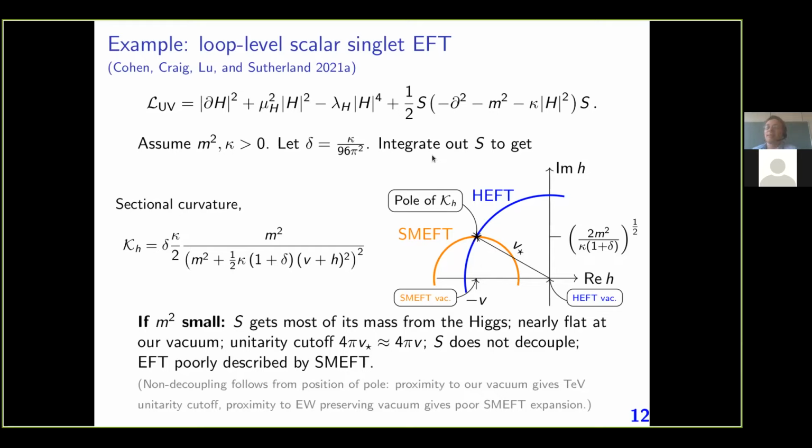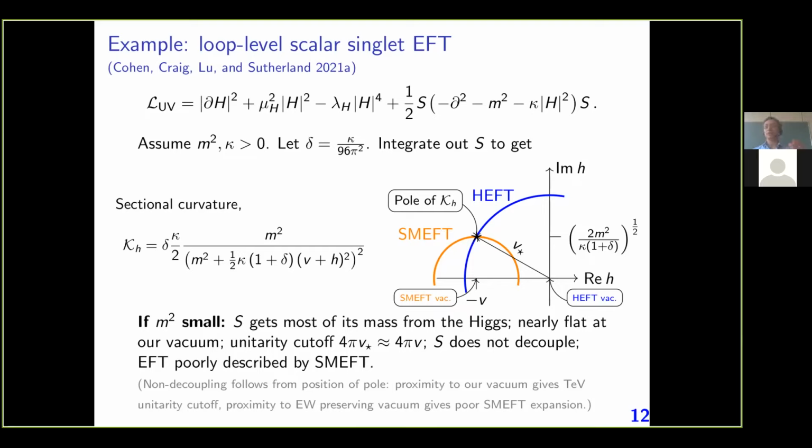Now, just imagine for a second that m is small. So this singlet S is getting most of its mass through the cross-quartic of the Higgs from electroweak symmetry breaking, at least from our perspective at our vacuum. Well, this pole in KH is going to descend very close to the SMEFT vacuum. And this means two things. So one, v star is going to be very, very close to v. So in our theory, we're going to be able to find a unitarity cutoff which is TeV scale. And two, the radius of convergence of this sectional curvature about the SMEFT vacuum is very, very small.